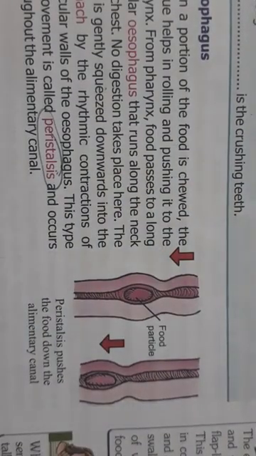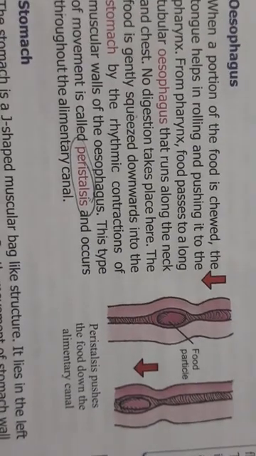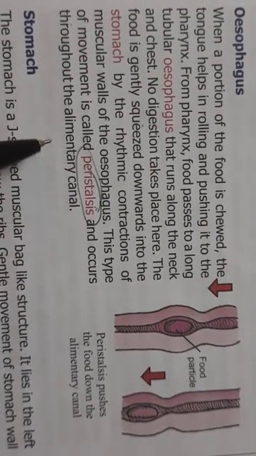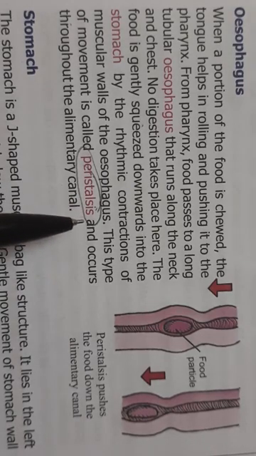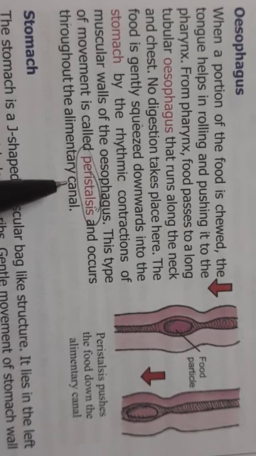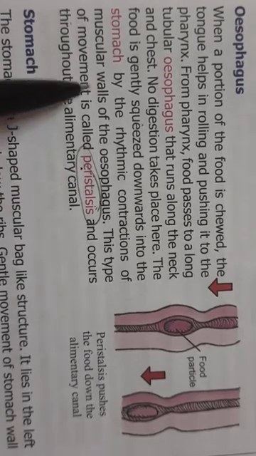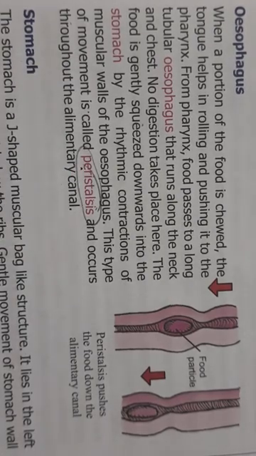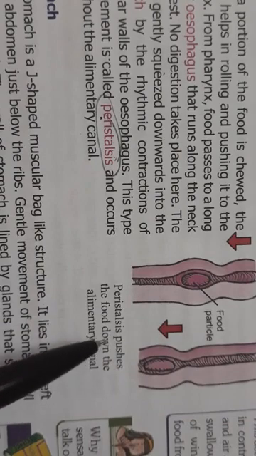This is the esophagus, and this movement, that is the contraction and relaxation, is called peristalsis. It occurs throughout the alimentary canal. That means every time your food has to move, once you have put it in the mouth, from the mouth it has to reach the stomach. So how is it moving? It is moving by the procedure called peristalsis. So what is peristalsis? Peristalsis is the rhythmic contraction of the muscular walls of the esophagus. By contracting and relaxing, the food particles are pushed down the alimentary canal.